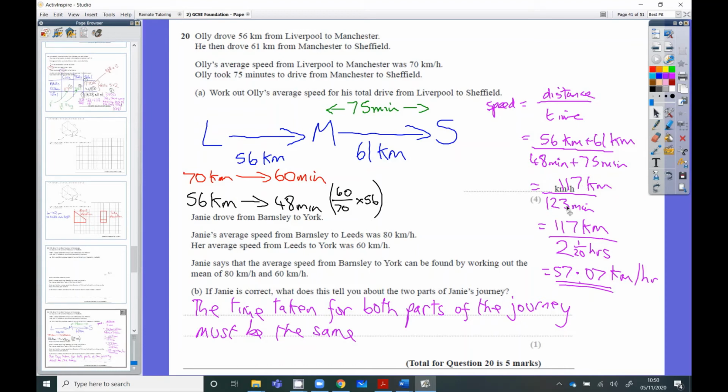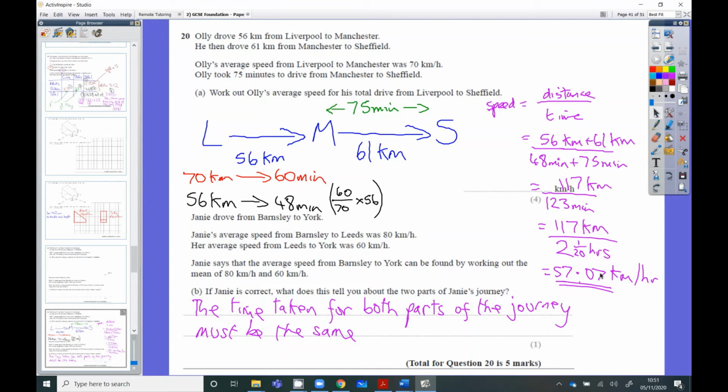Now I need to give my answers in kilometres per hour, so I'm going to convert 123 minutes into hours. Now be careful here, okay, because there's 60 minutes in an hour. This is 2 hours, okay, that's taking up 120 minutes. That leaves us with 3 minutes, okay, that's 3 minutes out of 60, so 3 over 60, that's a 20th. So 123 minutes is 2 1/20 hours. So our final answer is going to be 117 divided by 2 1/20, which is 57.07 kilometres per hour.